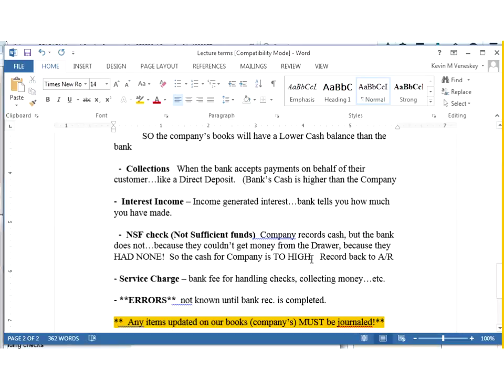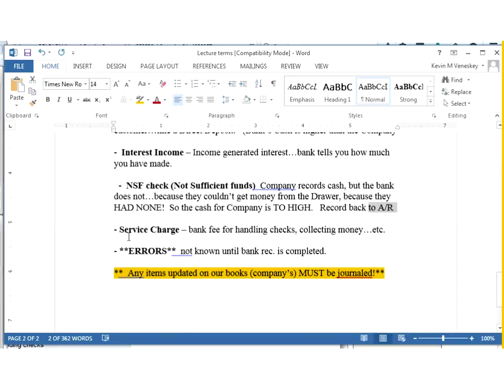And when that happens, obviously our cash is too high. The bank says, no, you never received that cash. So we have more cash on our books than what we really actually have. And so we're going to have to make a journal entry to show that that person never really paid me. And I need to put it back on their account and take it away from cash.